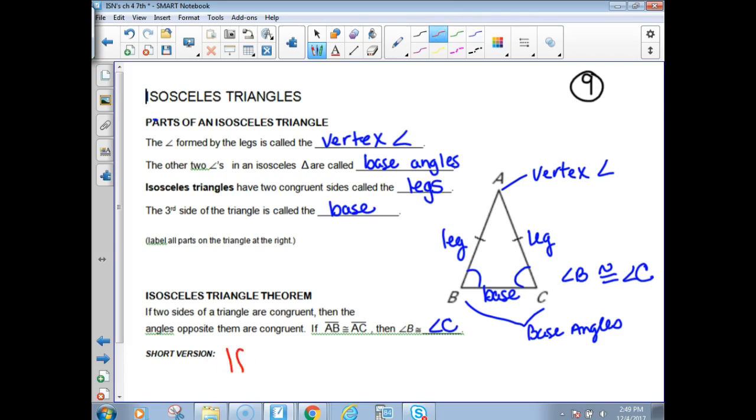is if you have an isosceles triangle, so I'm going to draw a little triangle that's got two sides marked congruent, then the base angles are congruent, which would be these angles across from there.